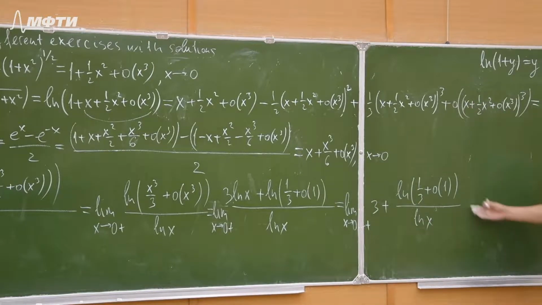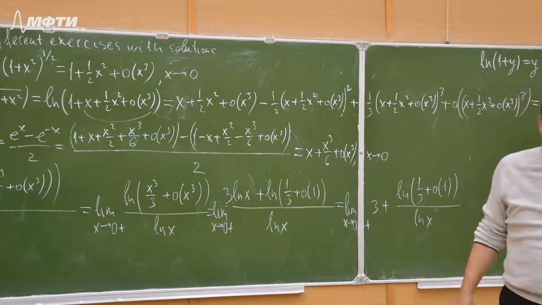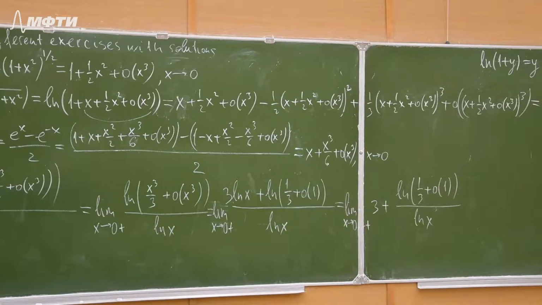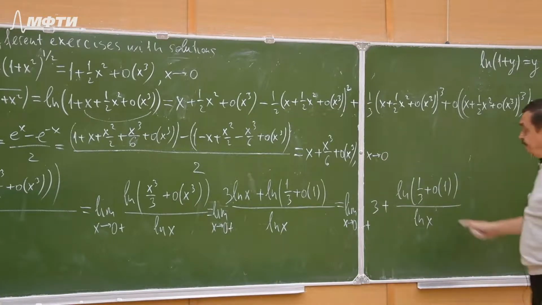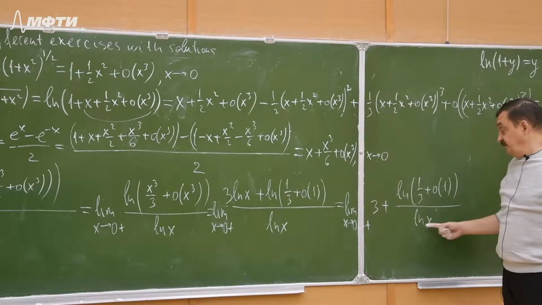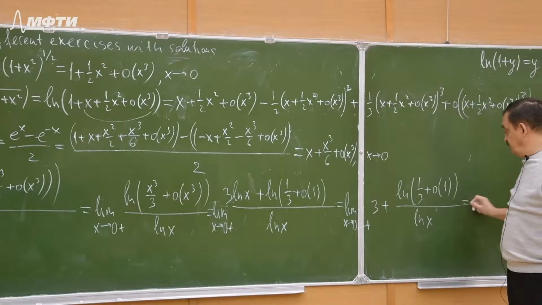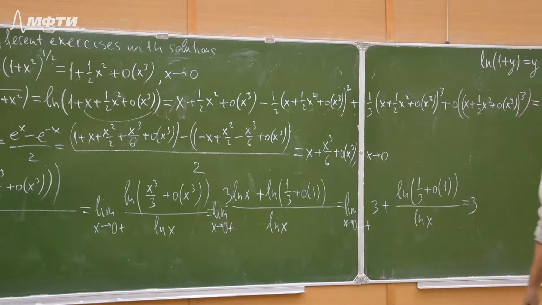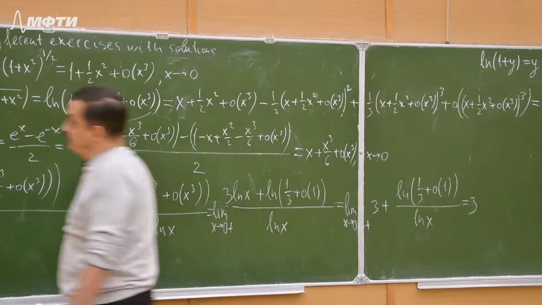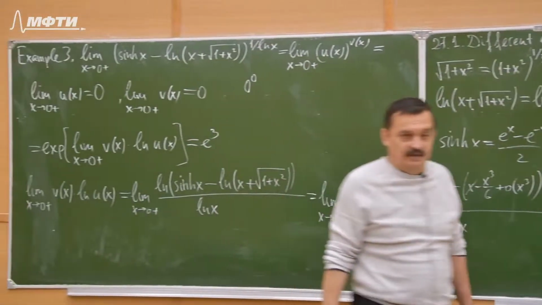And now look, the numerator tends to logarithm 1/3, that is a finite non-zero number, in fact it's negative, and the denominator tends to minus infinity, so the expression tends to 0, and it means the limit equals 3. So we can find finally the answer to our example, e to the power 3. That's it.